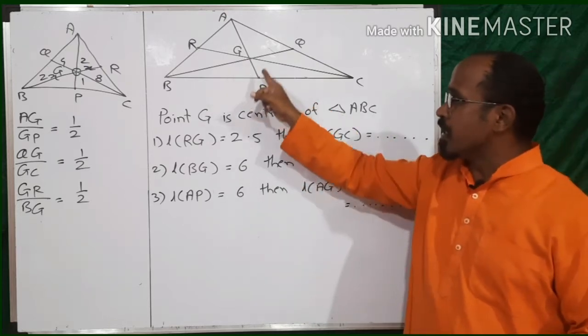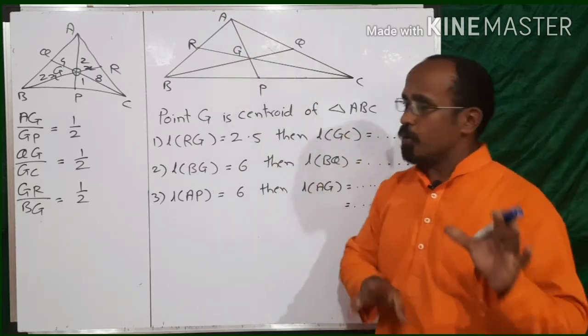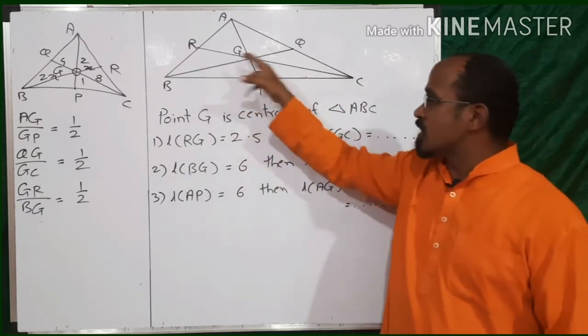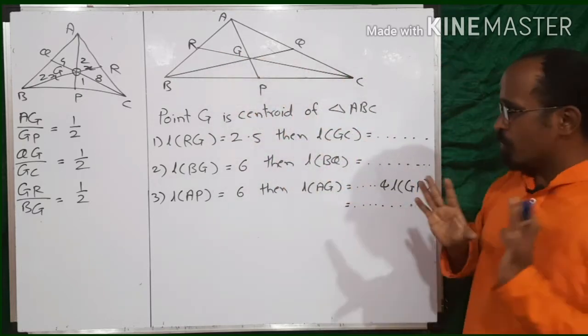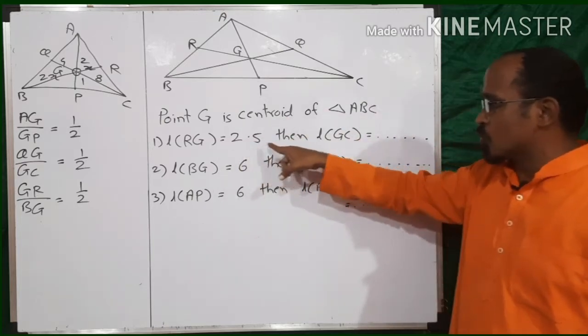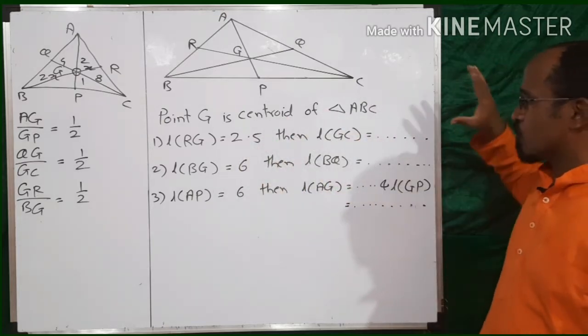Means GP upon AG is equal to 1/2, GQ upon BG is equal to 1/2, RG upon GC is equal to 1 upon 2. So point G is the centroid of triangle ABC. Length of RG is equal to 2.5. Then length of GC is equal to what?